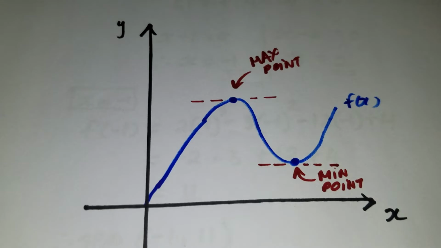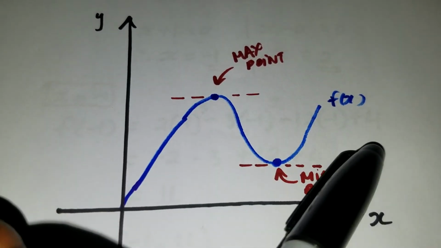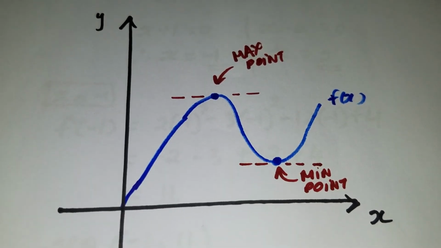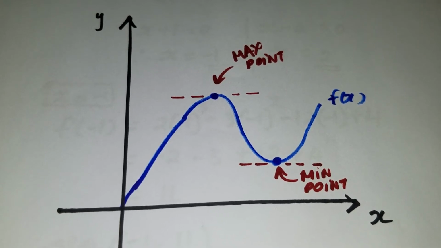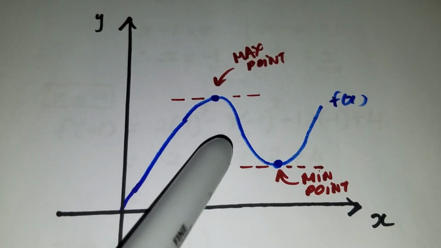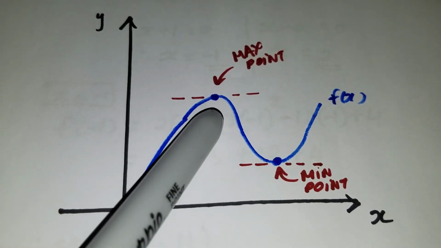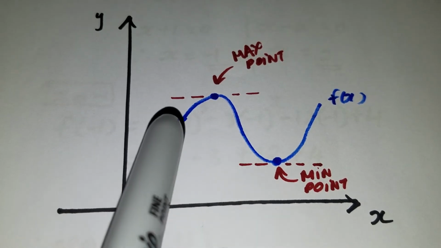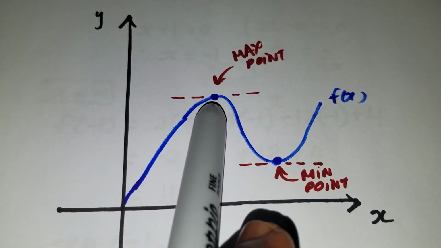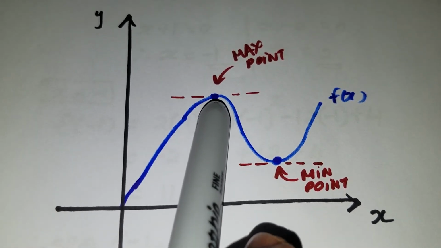Now, here we have a function f of x, the blue curve. That's the function. Now, it's not drawn to scale. However, it's going to represent our function today. If we have this point right here and this point right here, if we notice this point that I identified as the max point, the maximum point, we see this dotted red line going through. This dotted red line represents the gradient of this point.